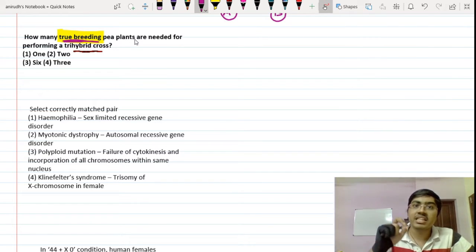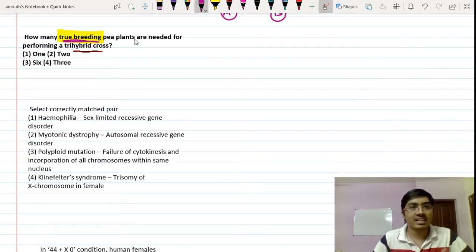To produce a progeny, you require two parents, in dioecious organisms or where sexes are separate. And in pea plants also, you require two pea plants to produce a progeny. So how many are required? The answer will be 2 itself. Answer is 2.